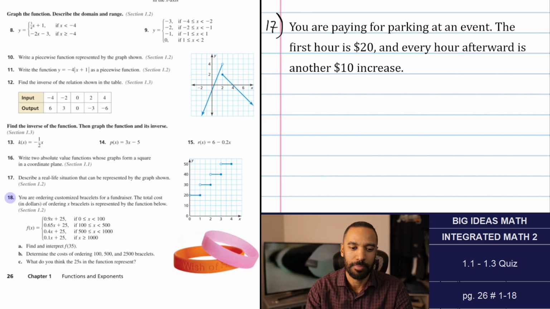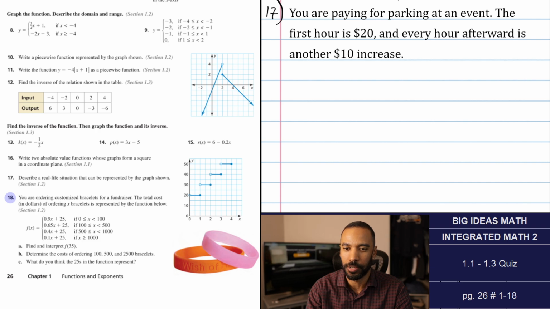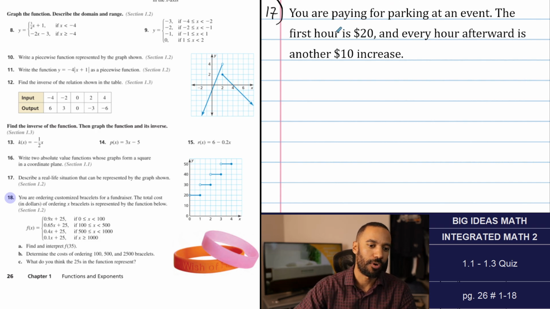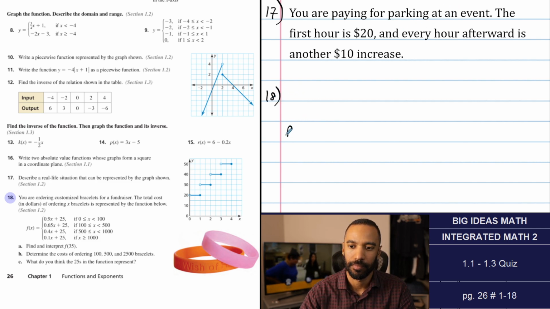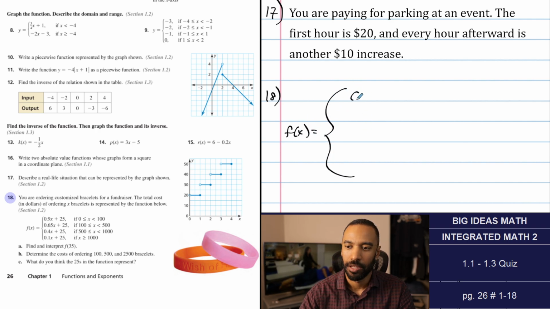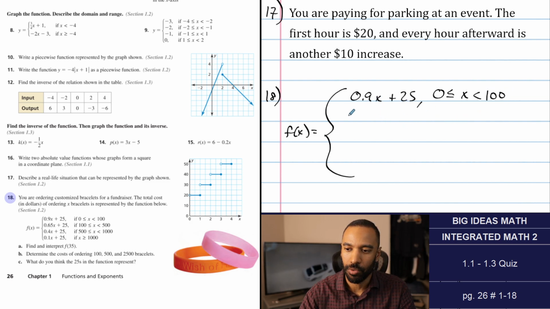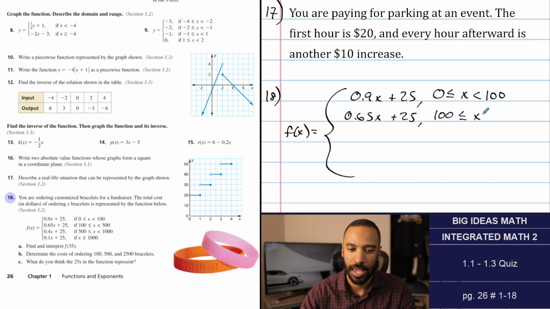You are ordering customized bracelets for a fundraiser. The total cost in dollars of ordering x bracelets is represented by the function below, and you see that. I'll go ahead and copy that down. We have y equals 0.9x plus 25 if x is between 0 and 100. For x between 100 and 500, we have y equals 0.65x plus 25. I might have to use the calculator for this.